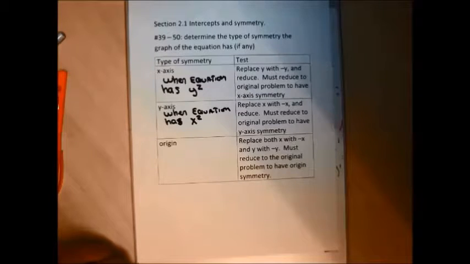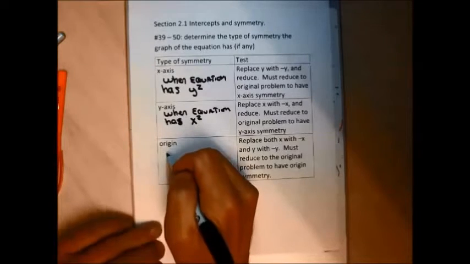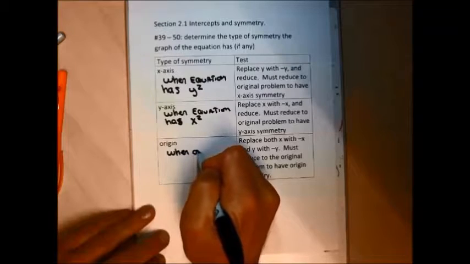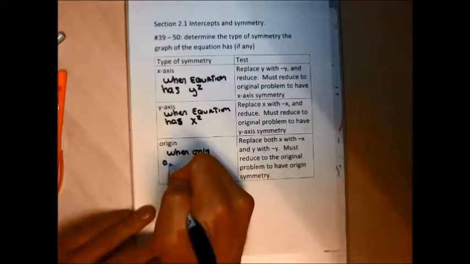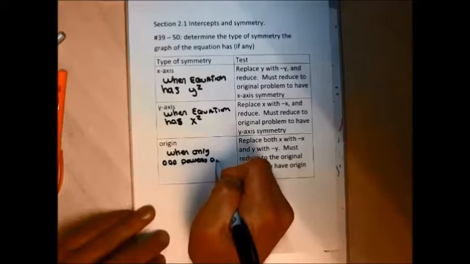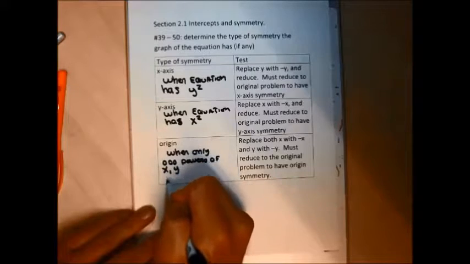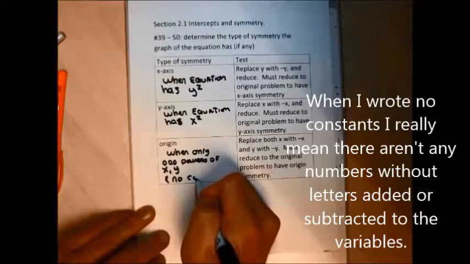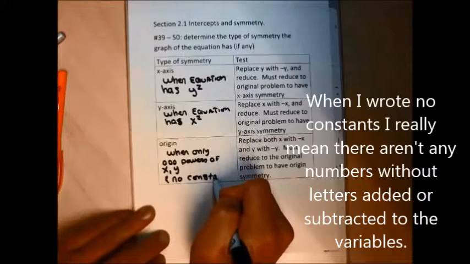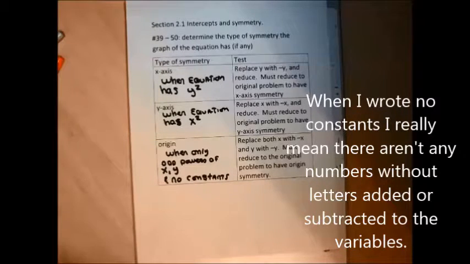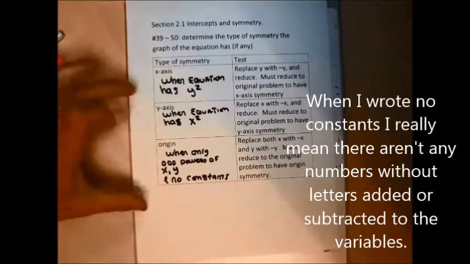Origin's a little bit trickier. Origin, it usually has origin symmetry when there's only odd powers of x and y and no constants. There are more cases than this, and this might be a little bit premature, but as you go through the section, you might want to have these in your mind.